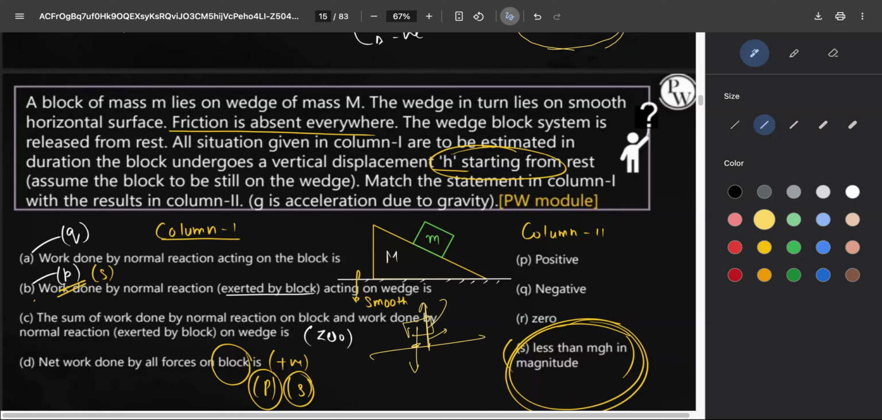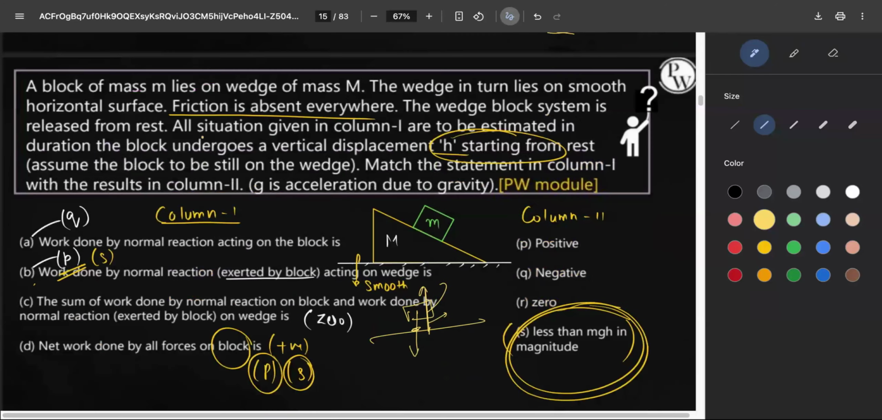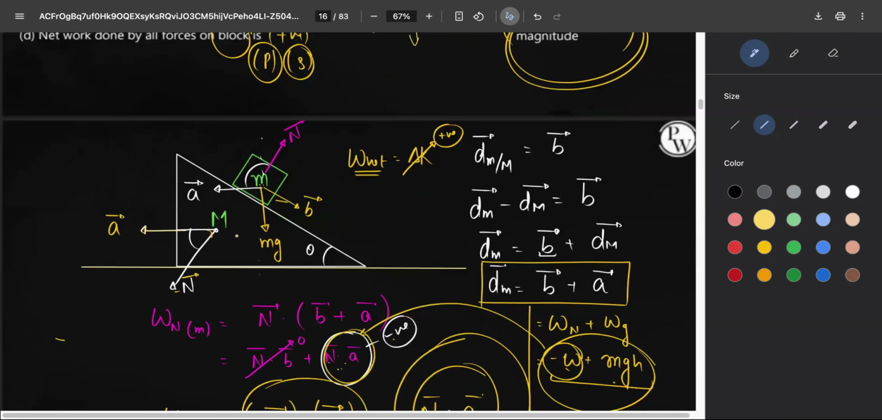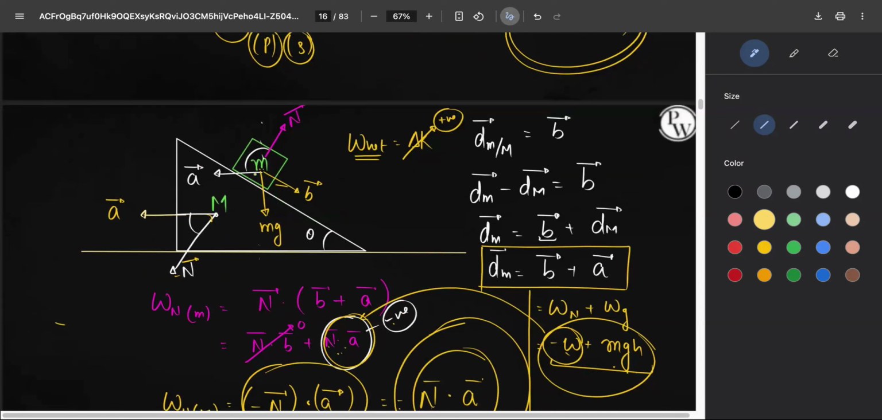Why should they be zero? Because the displacement and the force are perpendicular. Is the wedge smooth, or what case is given? Look, friction is absent everywhere, right? So what will actually happen? Just look at this particular case. This is the wedge, right? This is N, the capital N.